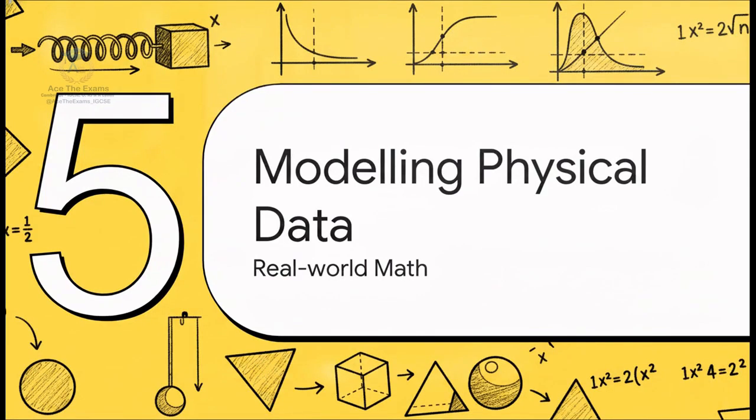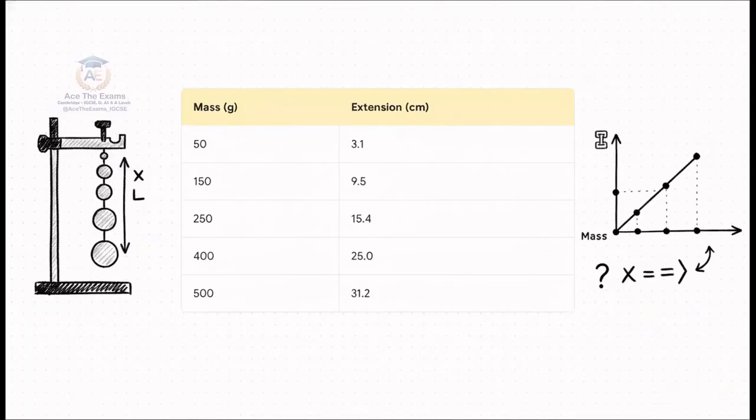Section 5. Modeling physical data. So the crucial point of this next section is applying our math to accurately model real-world physical behavior. Math isn't just numbers floating on a page. It's the framework we use to understand physical science. Take a look at this data scan challenge.